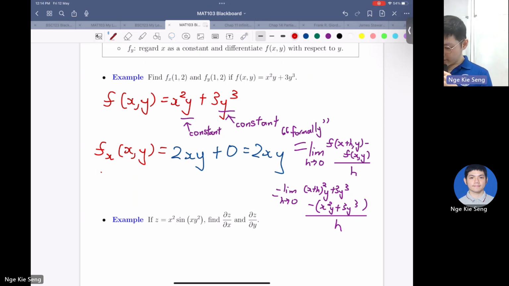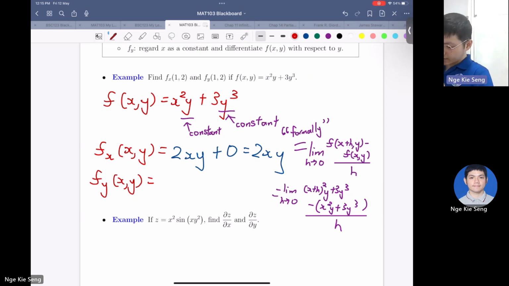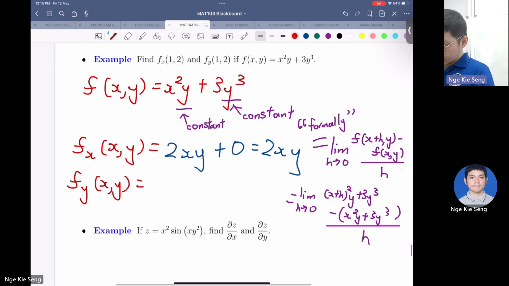So how about differentiating with respect to y? What do you get? You need to treat x as a scalar, and then you differentiate with respect to y. So what do you get? You get x squared plus 9y squared.